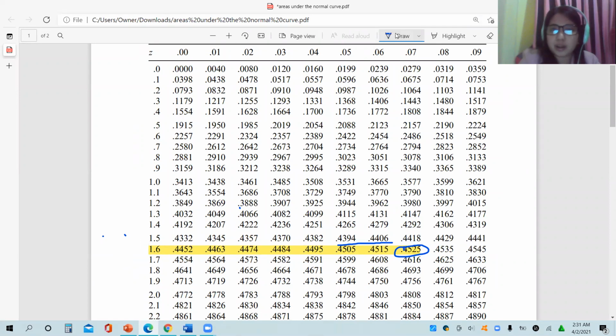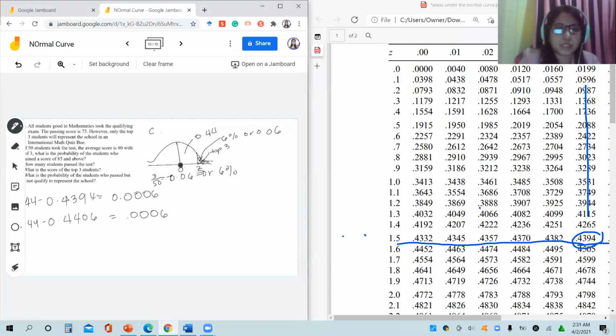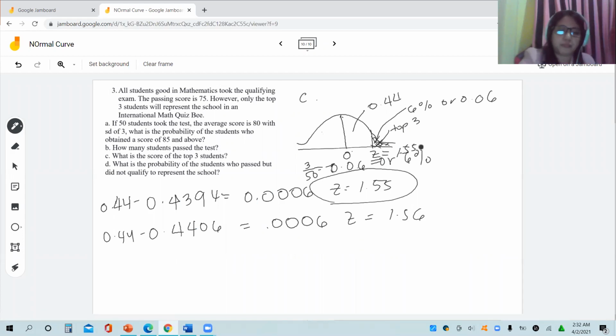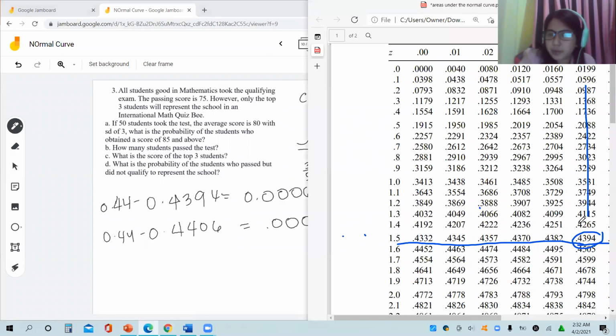Okay, so let's go back. Let us remove this first. So what is the z-score for 0.4394? So let us locate. If we will use this, it is 1.55. So the z-score here is 1.55. The z-score for 0.4406 is 1.56, but we will use the first one. So next, we already know that z here is 1.55. Let's double check. It's 1.55.